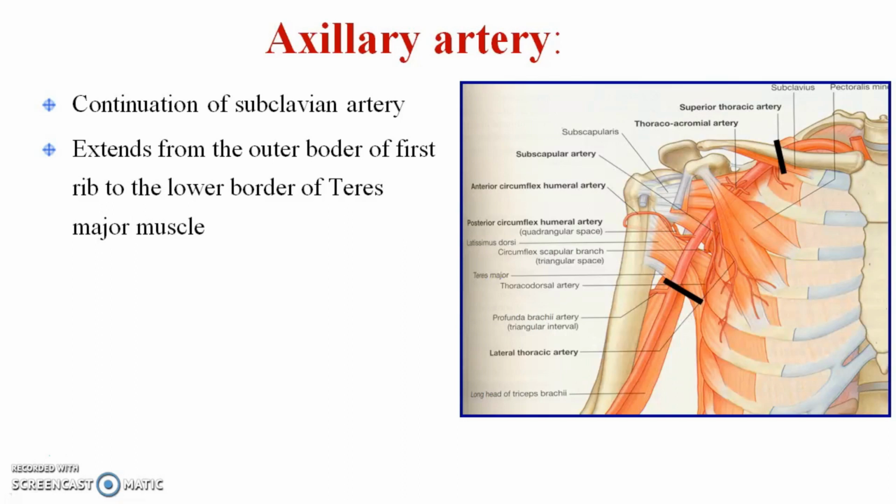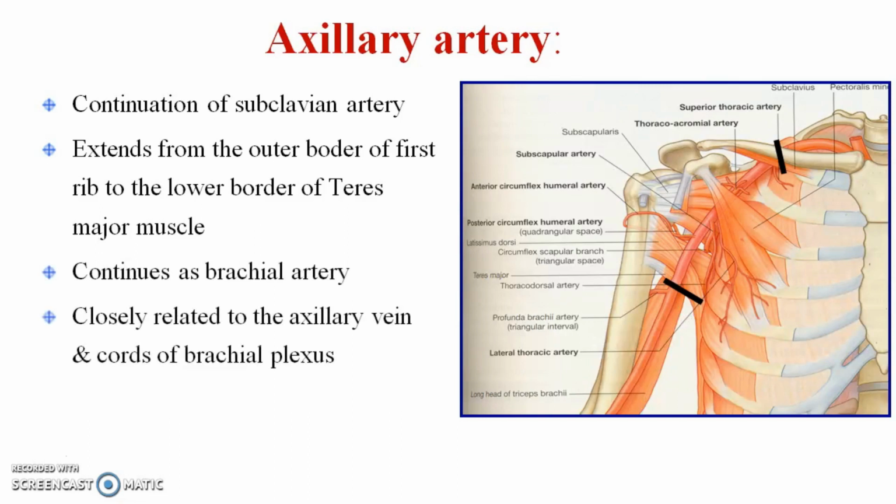The subclavian artery continues as the axillary artery, and the axillary artery in turn continues as the brachial artery. It extends from the outer border of the first rib to the lower border of teres major muscle, and it is closely related to the major vein and nerve, that is the axillary vein and brachial plexus. And this axillary artery is divided again into three parts for its branches, and it is easy for us if it is divided in this way.